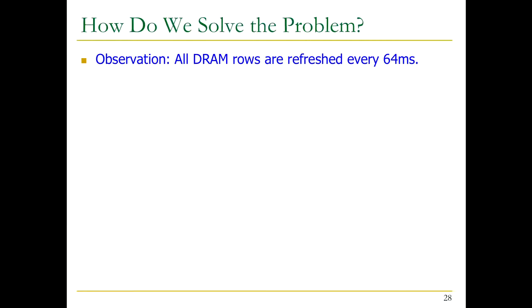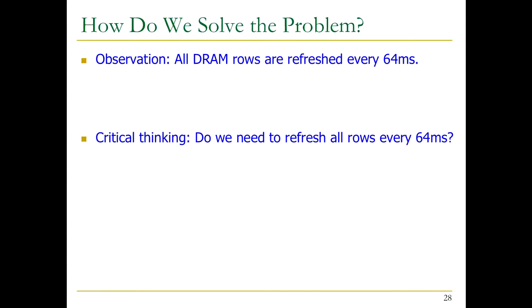So next mystery. The observation is that today all DRAM rows, all of the rows that we have, are refreshed every 64 milliseconds. Now, a critical thinker would ask the question, do we really need this? I'd like to teach you critical thinking. When you see a statement like this, always question it. Do we really need to refresh everything every 64 milliseconds?